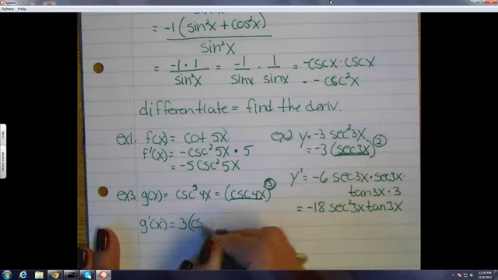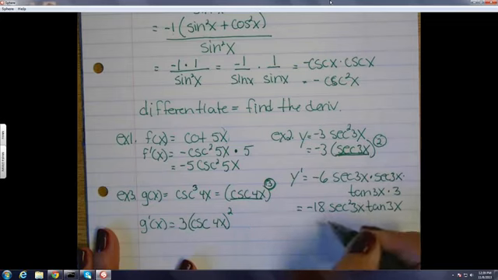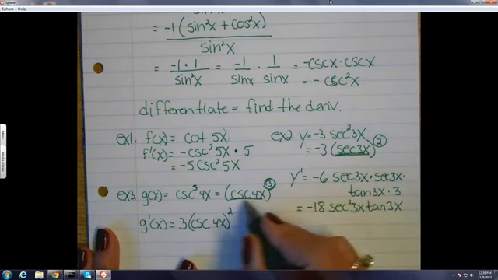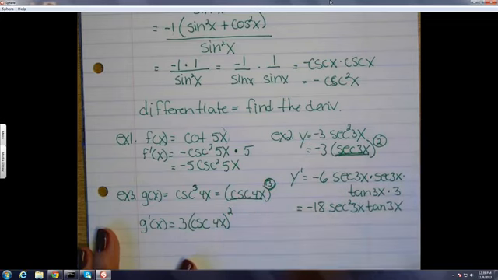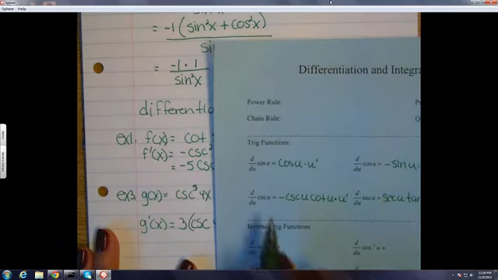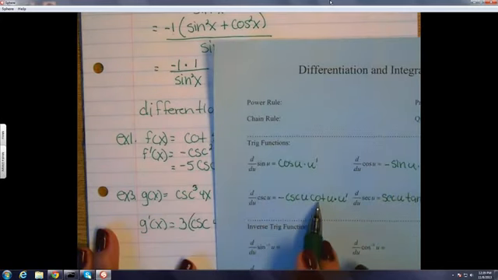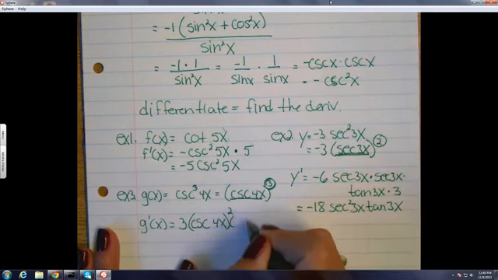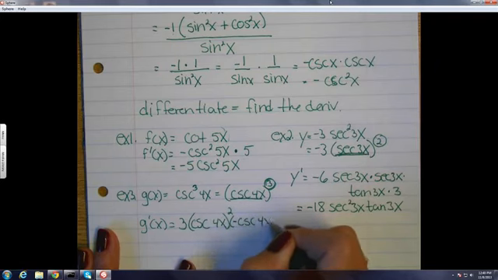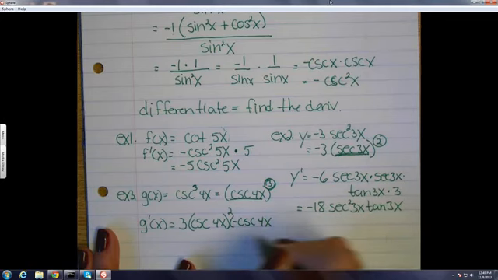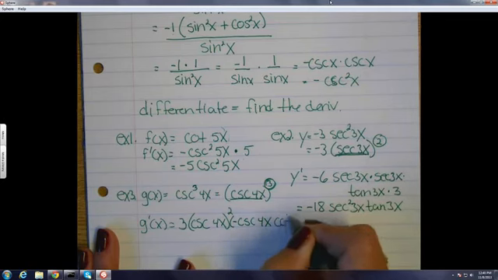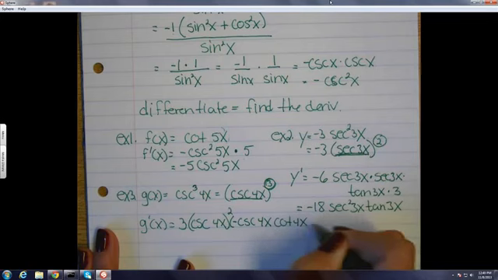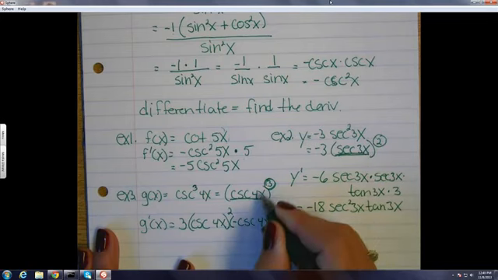Oops, cosecant 4x squared. Now the inside derivative is a cosecant. Look at your sheet. Cosecant's derivative is negative cosecant cotangent of the angle. So inside, multiplying negative cosecant of the angle, don't change it, cotangent, I'm running out of room again, of the angle, times the derivative of the angle. The derivative of the angle is 4.